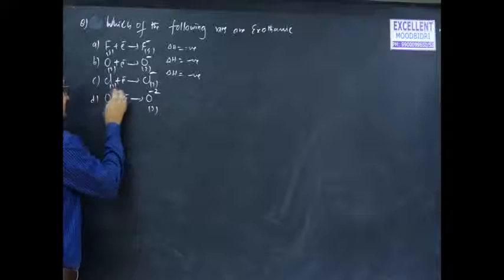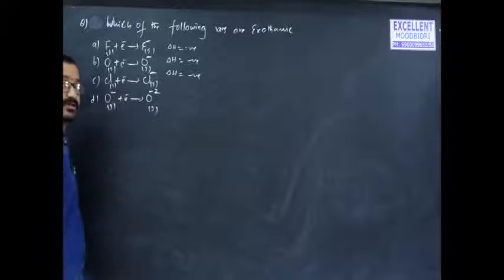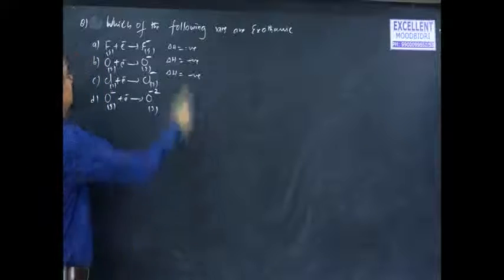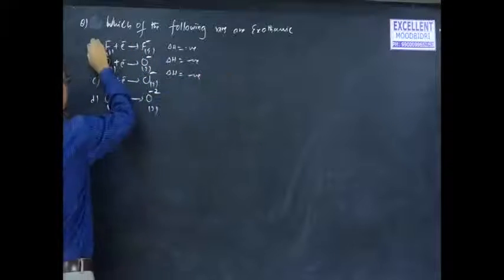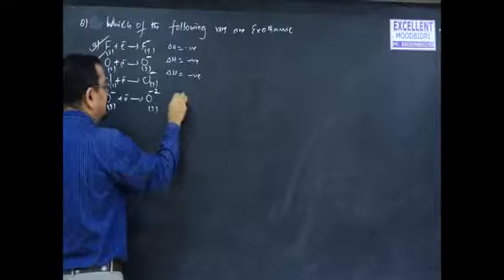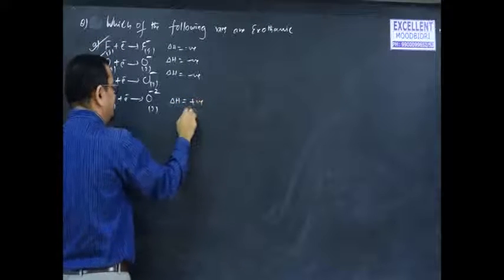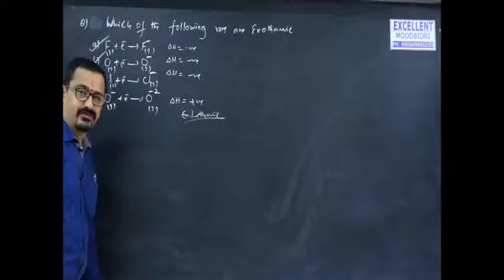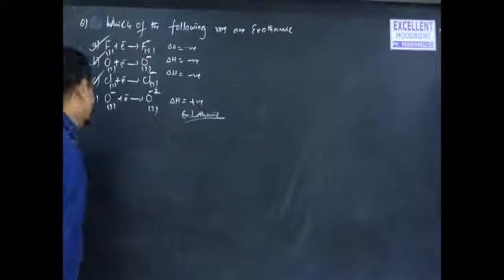What about this fourth equation? It is O minus plus electron. Second electron affinity is always endothermic. So, which of the following reactions are exothermic? Means A, B and C are exothermic, whereas for the last one delta H is positive. This is an endothermic reaction. So, this is one type of question possible on electron gain enthalpies.